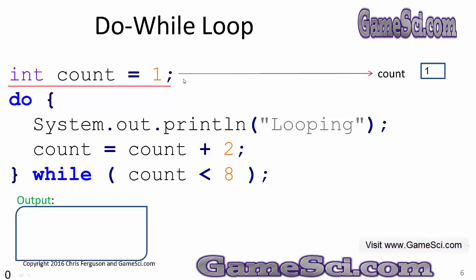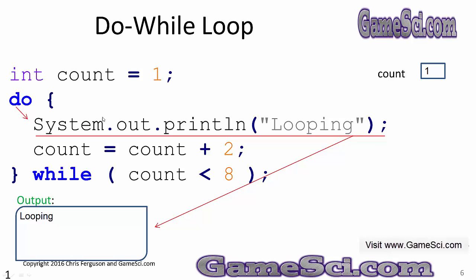We'll first start by initializing our iteration variable count. Set it equal to 1. You can see a 1 being stored in our variable count. When we hit the do statement, we don't get a choice. We have to execute this block of code. There is a guarantee: you must execute this code at least one time. System.out.println will output the word looping to our screen, to our output console. That's what that arrow is showing you.